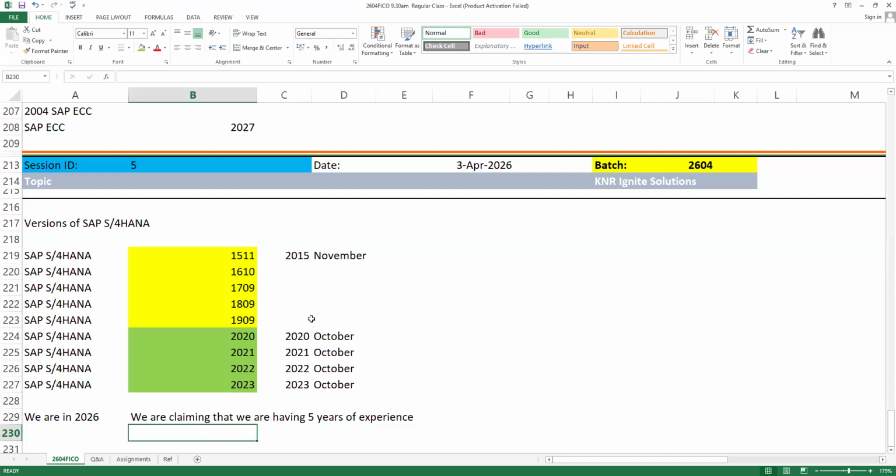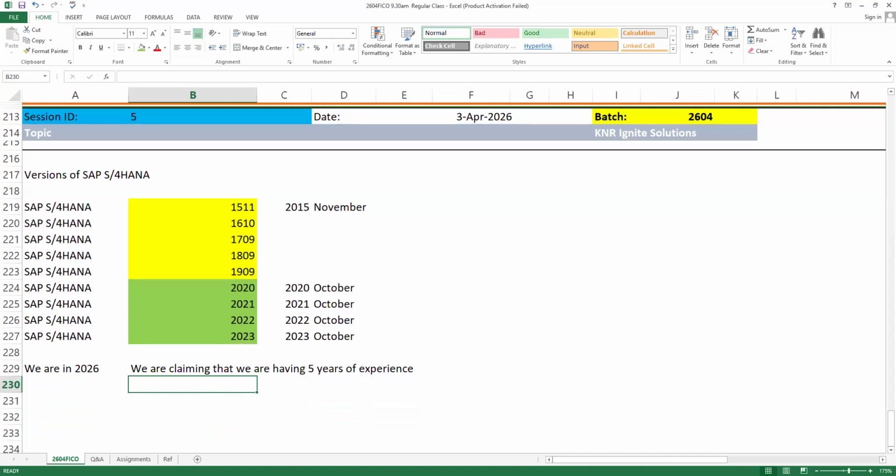Clear? Any questions on SAP versions? Clear, right? You need to make sure that whenever you are updating the resume, you update the right version if required. If not, don't update it. But we are telling every person, you need to mention the right version of SAP S/4HANA.